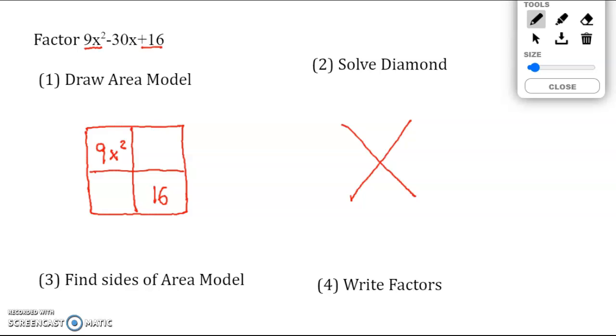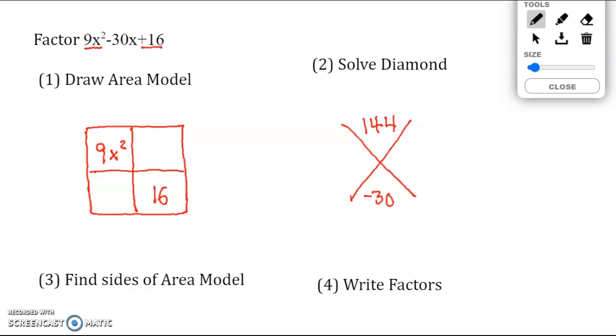How do I get the top number? The top number is multiplying the first term, which is 9x squared times 16, or you can just multiply 9 and 16, up to you. And when I do that, I get 144. And the middle term is negative 30. This is exactly the same way we fill the diamond in the grouping method, right? So you're repeating the same thing.